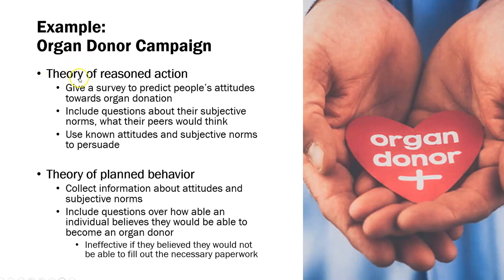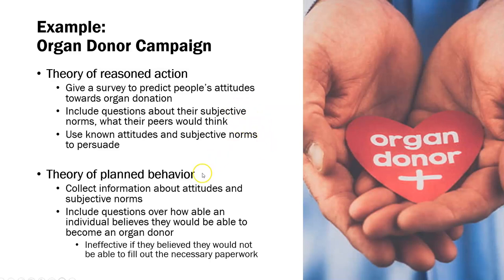Well, if you approach this through the theory of reasoned action, you're going to try to identify what people's attitudes already are about organ donation. You would include questions about their subjective norms, or what their peers or close family members think about it. And then you would use those two things, their attitudes and subjective norms, to persuade them. So you might say, for people who already have a positive approach and think their family would support them, you could use that in your messaging.